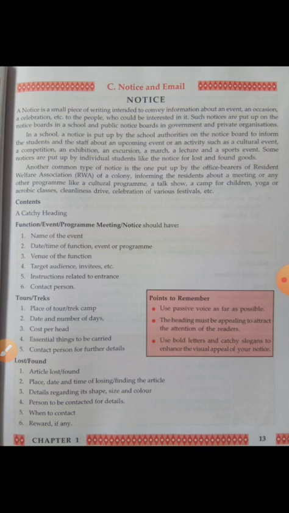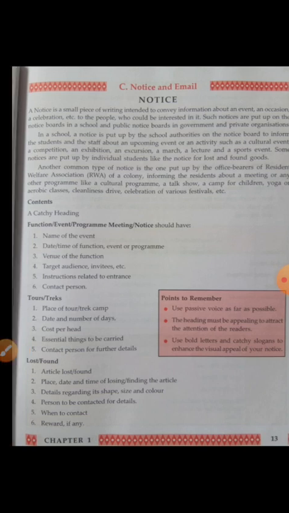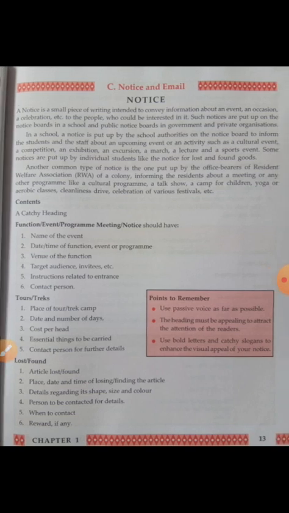And some notices are put up by individual students, like the notice for lost and found goods. Individual students means, suppose you have lost any of your articles like pens, any kind of precious item, your specs, or any book, so they write a lost and found notice and display it on the notice board, so that if any child or anyone has found that from somewhere, they can give it to you.